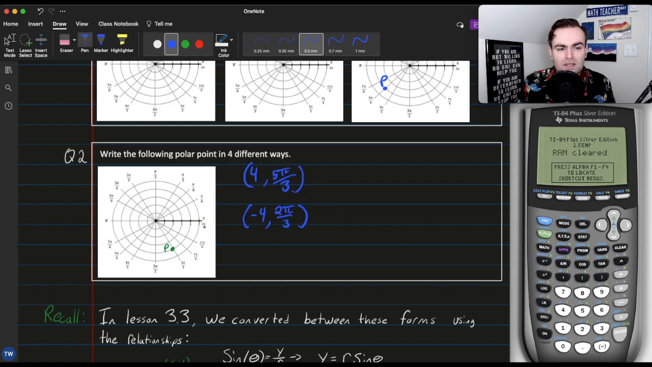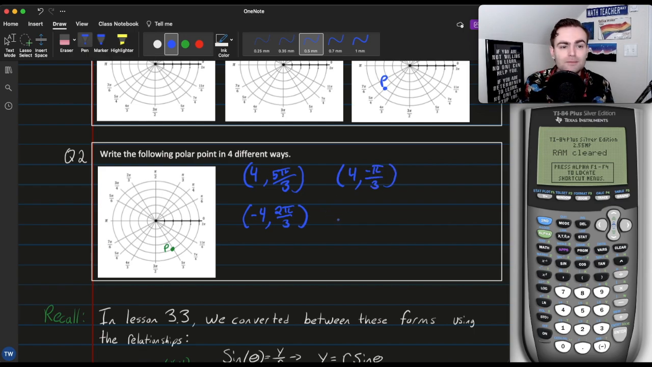What if I want a positive 4, but a negative angle? So positive 4, negative angle. So instead of going counterclockwise, we're going to go clockwise to it. So I look at the mirror reflection, right? This mirror reflection would map onto pi over 3. So this is pi over 3 in the negative direction. So this would be negative pi over 3.